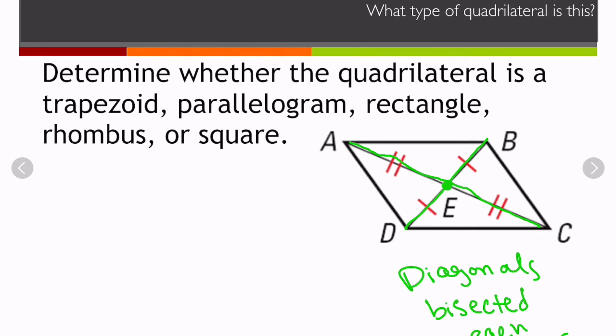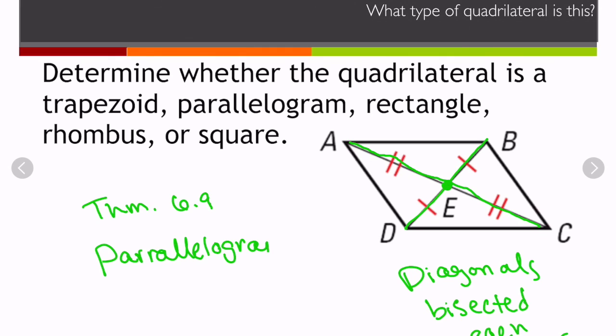Now we have a theorem that talks about this. That's theorem 6.9, if you remember back there. Theorem 6.9 says that if the diagonals of a quadrilateral bisect each other, then that quadrilateral is a parallelogram. So this right here is a parallelogram, and that's because of theorem 6.9.